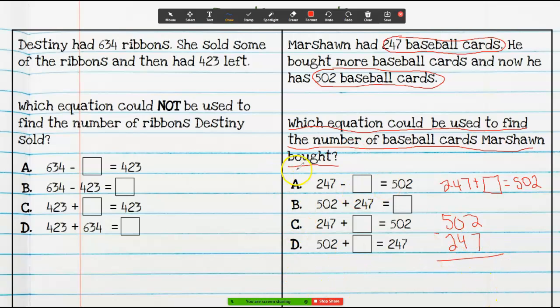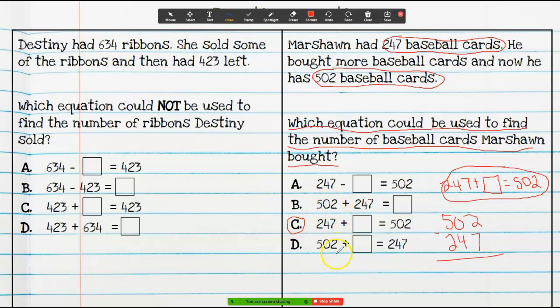Okay, so let's come over here and look at our answer choices. So we have 247 plus however much he bought is 502. And we write this down because now we're able to find our matching answer, which is this one. We know we're not subtracting because if you subtract something from 247, you're not going to get to a bigger number, 502. That doesn't make any sense. We're not adding 502 and 247 because he did not buy 502 more baseball cards. That's how much he has in the end. That's his total.